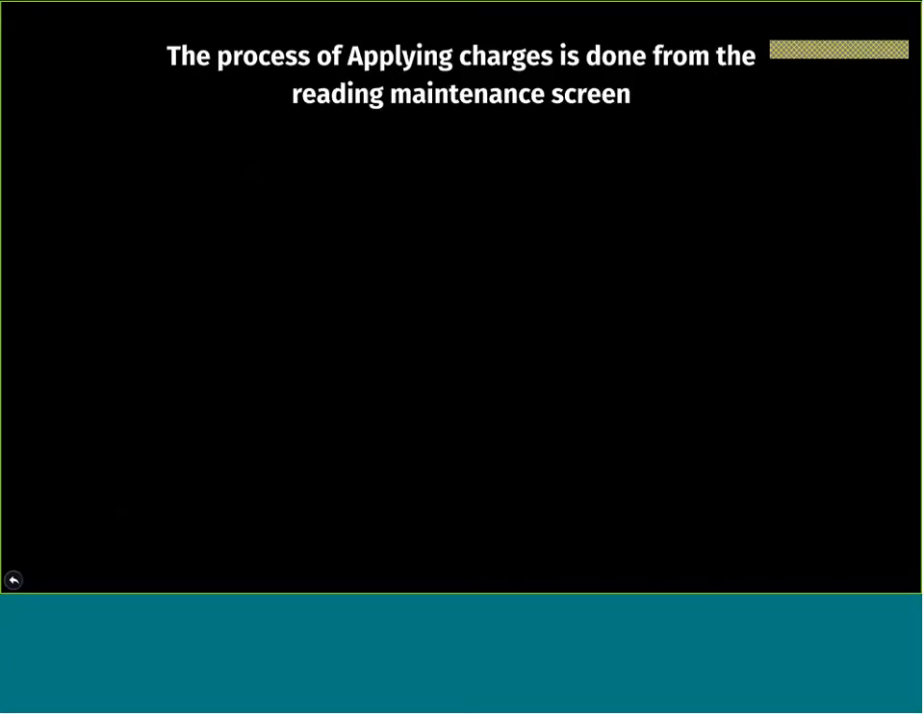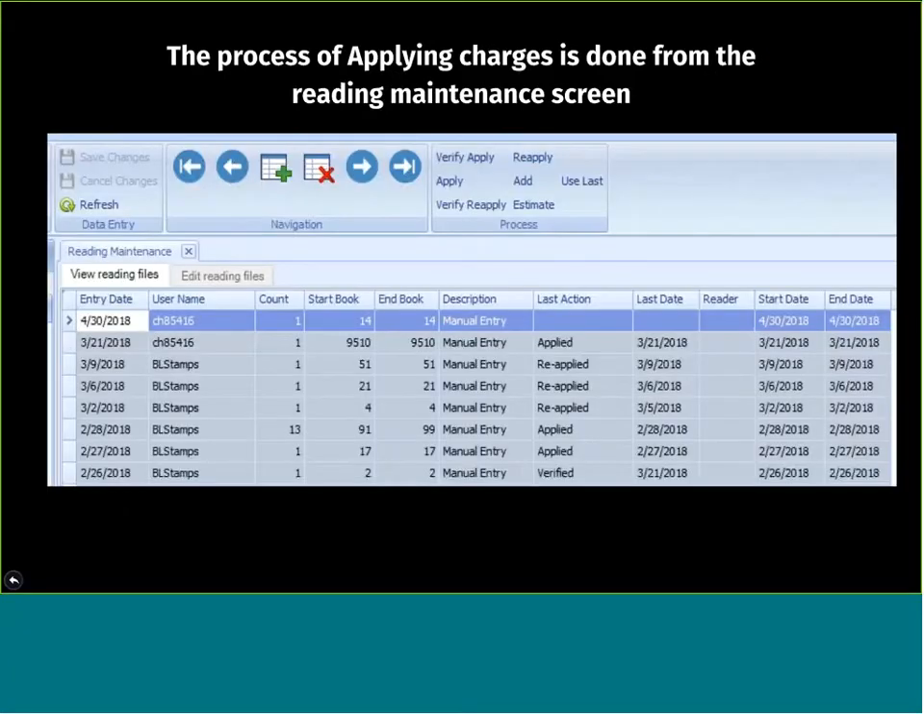All right, and then the process of applying the charges is done from the reading maintenance screen. So up here on the process bubble of the banner at the top, you have your verify, apply, verify, reapply, and reapply. And then you have some other options here: add, estimate, and use last.